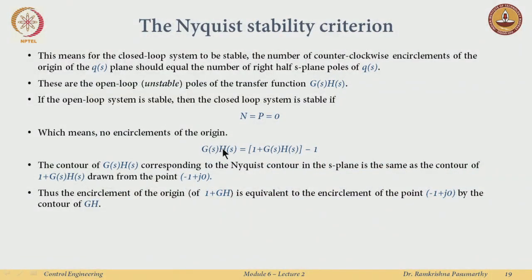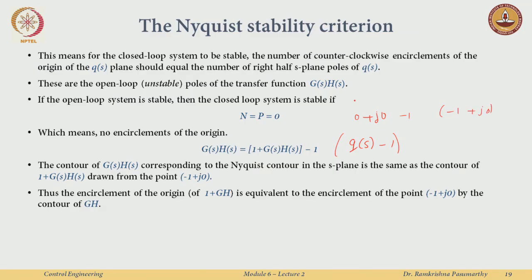GH or G(s)H(s). So this is my closed loop characteristic equation, right? 1 plus G times H, and I can just rewrite this as Q of S minus 1. So this is just my Q of S. I am just rewriting this as Q of S minus 1. Now this is a complex number. Say I am just looking at 0 plus J0, and I am just doing minus 1. So what happens is that the real part shifts, giving minus 1 plus J0.